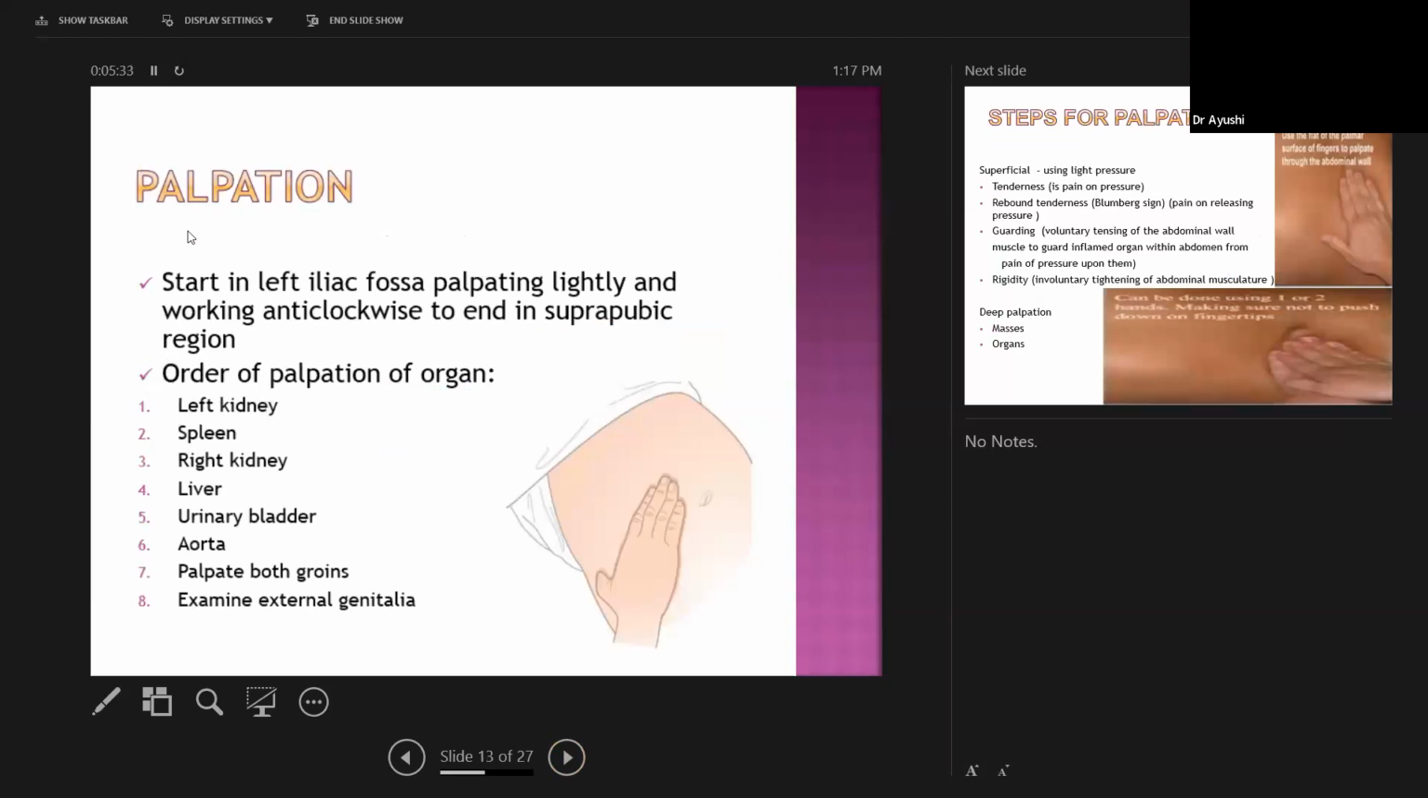First, we have to start the palpation from the place where the patient is not having pain. If the patient is not having any pain, then we can start from the left iliac fossa, palpating lightly and working anti-clockwise to end in the suprapubic region. The order of palpation of organs is: first, we start from the left kidney, then the spleen, then the right kidney, then liver, then urinary bladder, then aorta, then palpate both the groins, and at last examine the external genitalia.